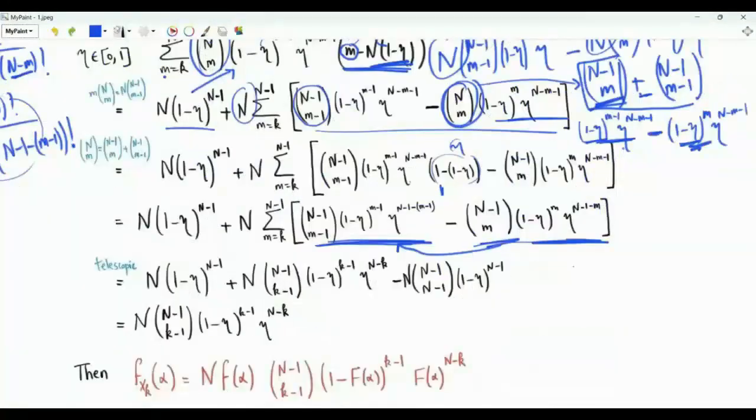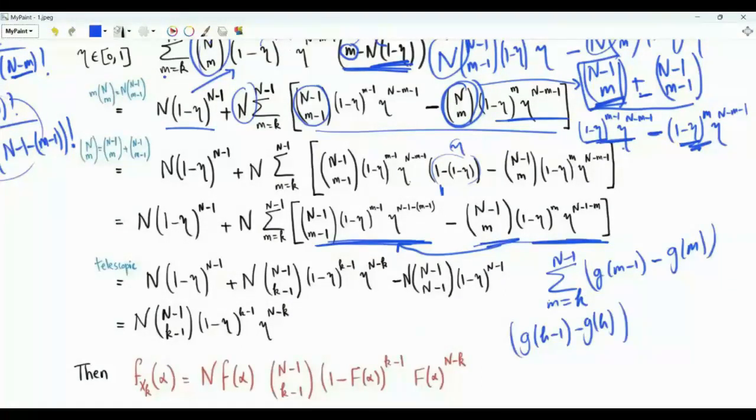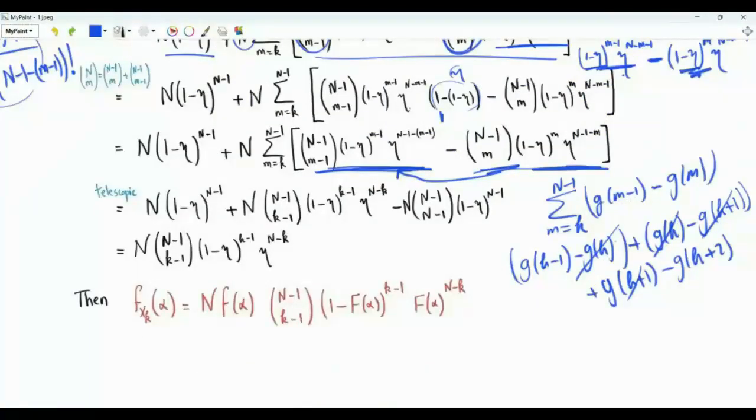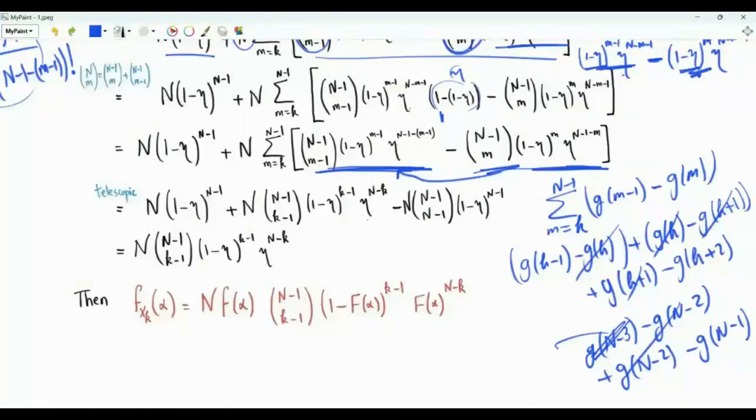We can now telescope. If we have the sum over m from k to big N minus 1 of g of m minus 1 minus g of m, what is this summation? It is g of k minus 1 minus g of k, if the index of summation is equal to k. When the index of summation is k plus 1, we get g of k minus g of k plus 1. Then we get g of k plus 1 minus g of k plus 2, and so on. As we can see here, those terms will cancel. The last two terms will be g of n minus 3 minus g of n minus 2. This is when small m is n minus 2. And then finally, we get g of n minus 2 minus g of n minus 1. These two cancelled, and this one will be cancelled by a previous term. We have two surviving terms.